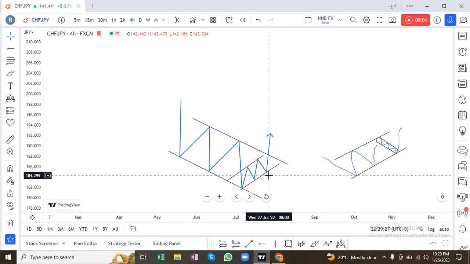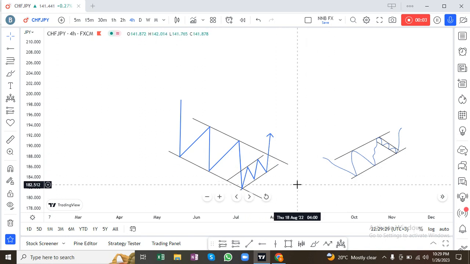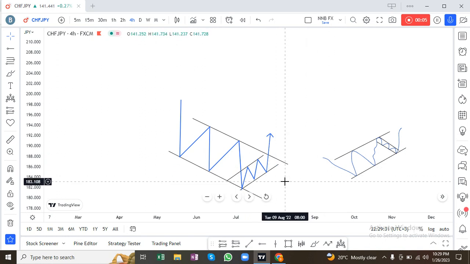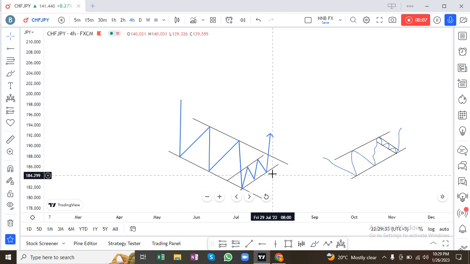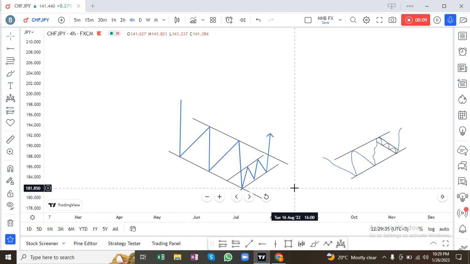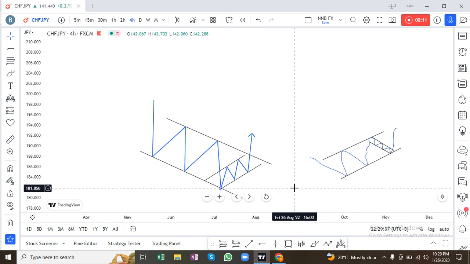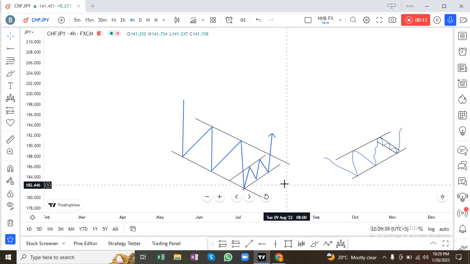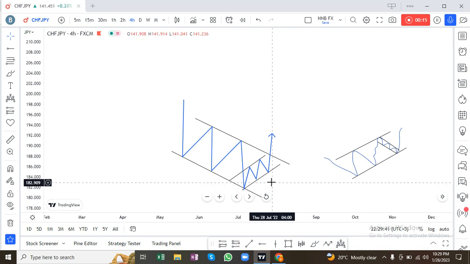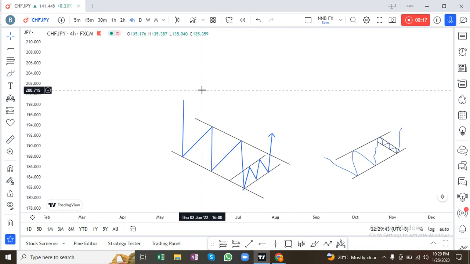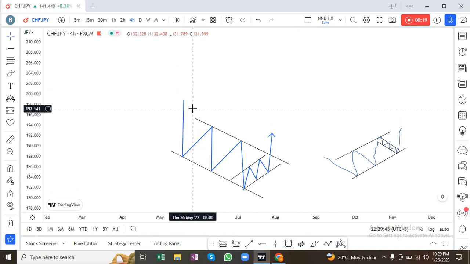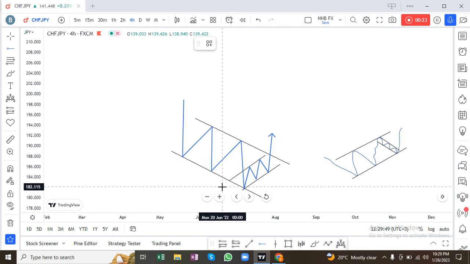So today in this video we'll be looking at a specific structure, a specific pattern which I was supposed to do the video on last week but I had no time, so we're going to look at it today. So in this pattern, normally let's say we have a resistance down here.